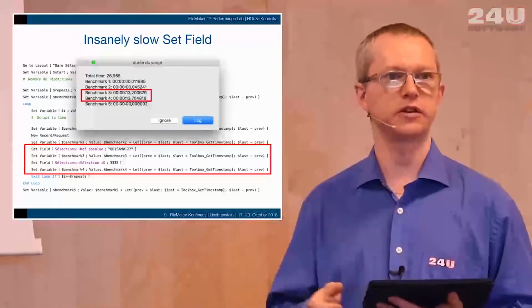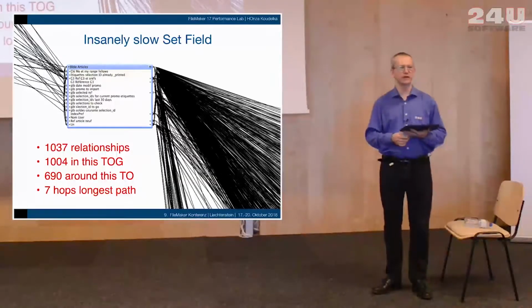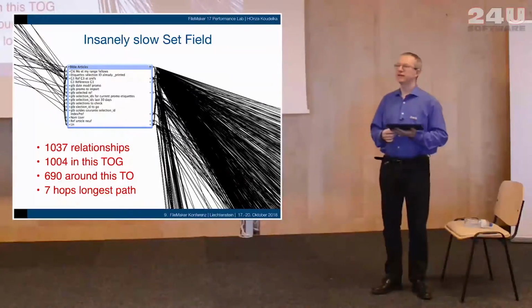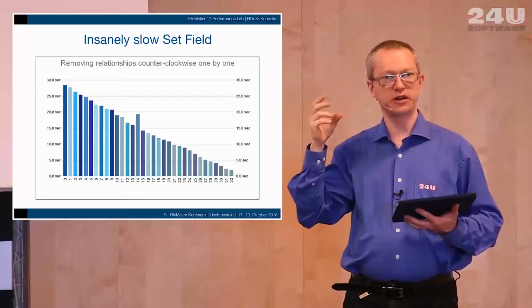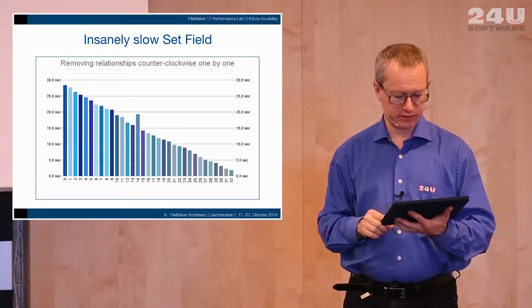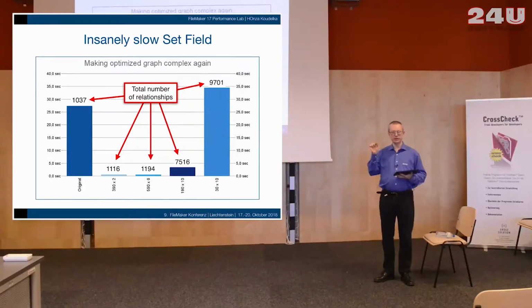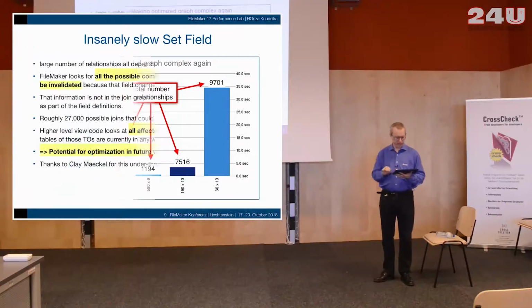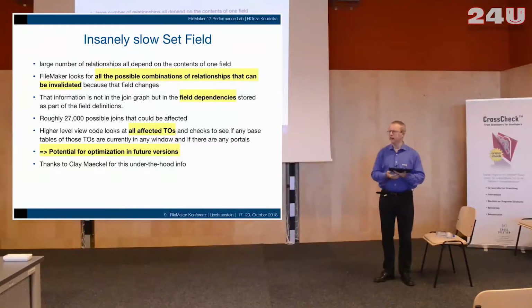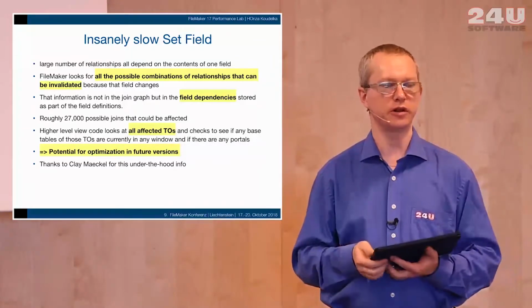The next thing I want to talk about is an insanely slow set field. The set field script steps were taking the most time. This is something that was in the relationship graph. Just removing 32 relationships cut the time down from 30 seconds to a little bit over 1 second. Just removing those relationships was that key moment. I discussed this with Clay Michael at DEF CON, and I actually gave him a copy of the test files. And I got lucky in getting more insight from him.